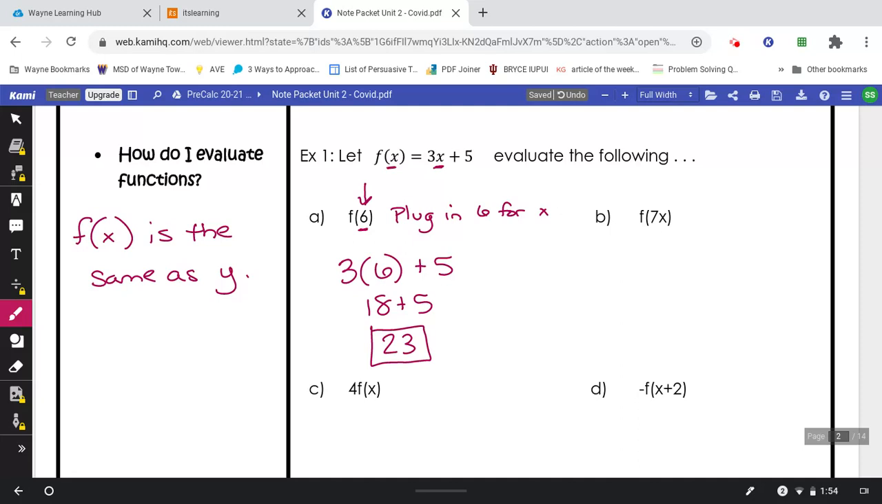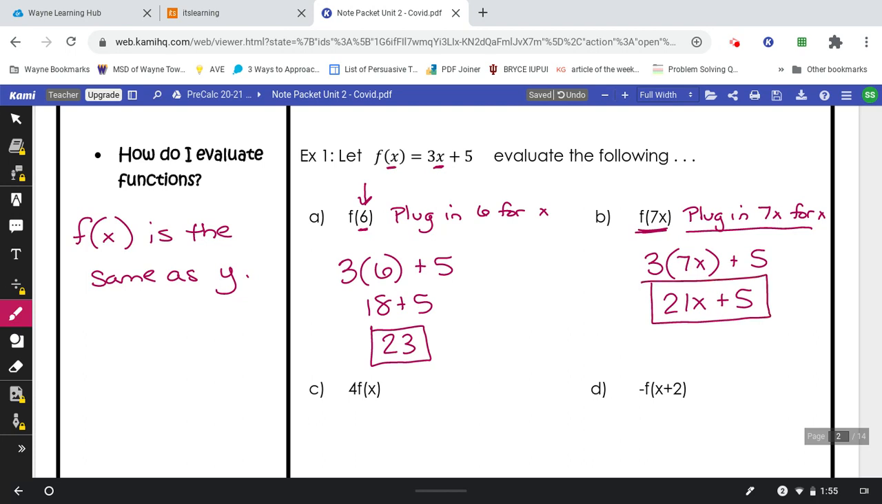For part B, they're asking us to plug in 7x for the x. So all that this is doing right here is just telling us that information. We don't actually have to do anything with that. As long as we're going to plug in 7x for the x, we should be good. So I'm going to plug in 7x where the x was. Multiply that to make 21x. And since 21x and 5 are not like terms, that is done. So you're not solving an equation. You're not trying to figure out x equals. You're just trying to simplify an expression.